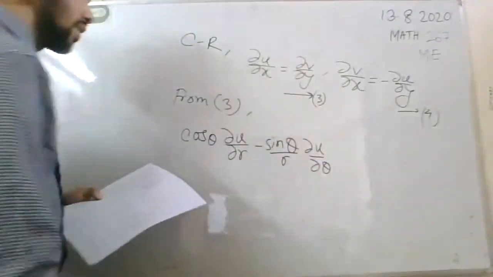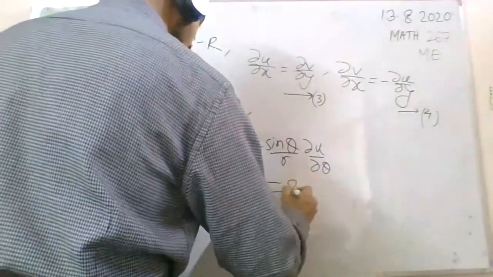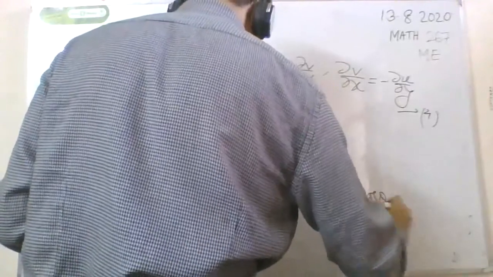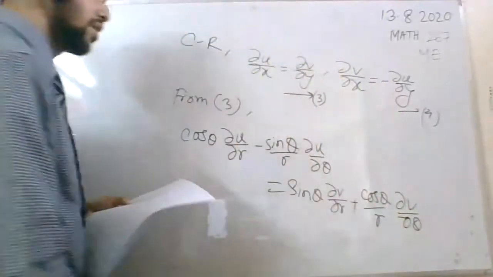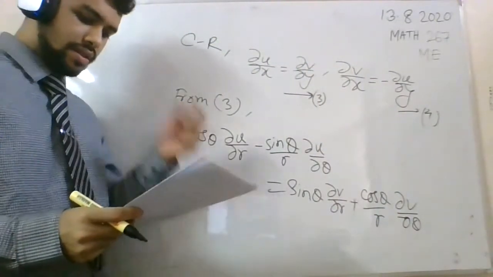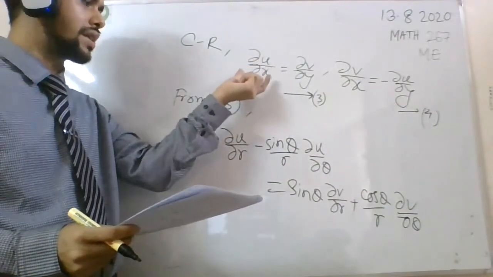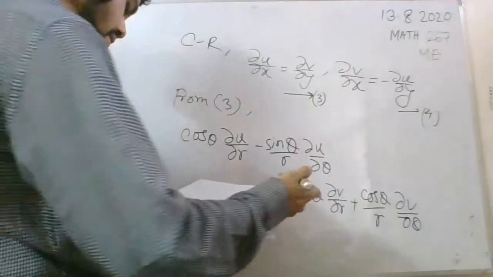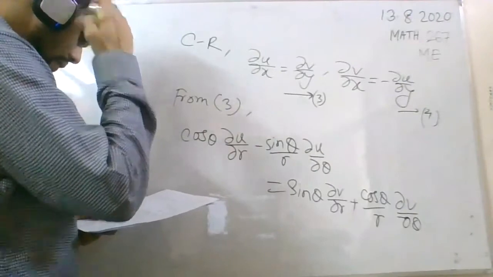From 3, I got cos theta del u by del r minus sin theta by r del u by del theta, and this equals del v by del y, which is sin theta del v by del r plus cos theta by r del v by del theta. Okay, so just compare the equations, put the value of del u by del x and del v by del y, and after simplification of this equation you just multiply it.